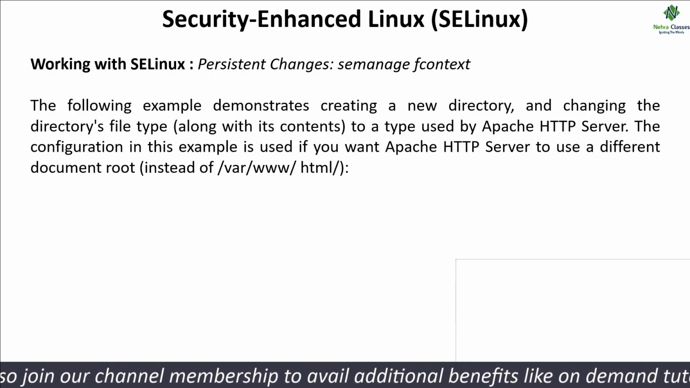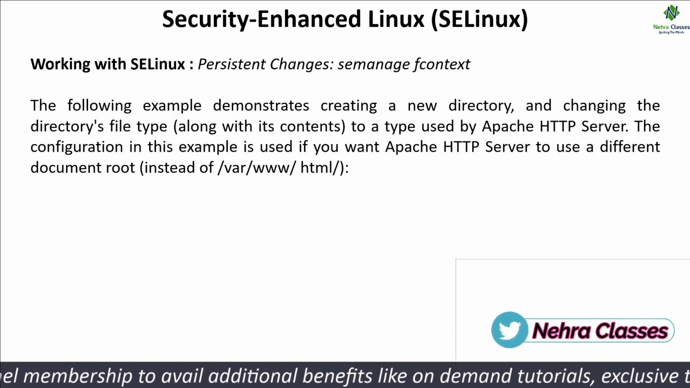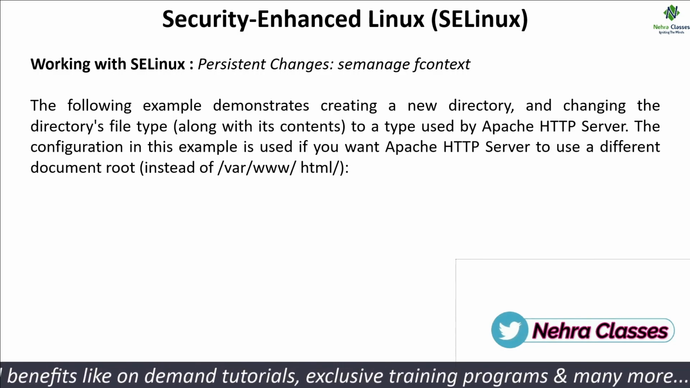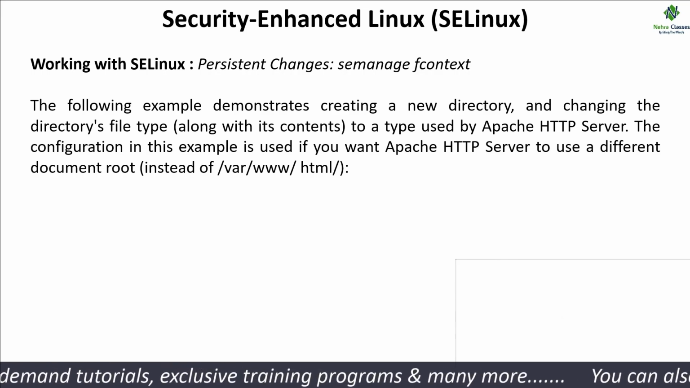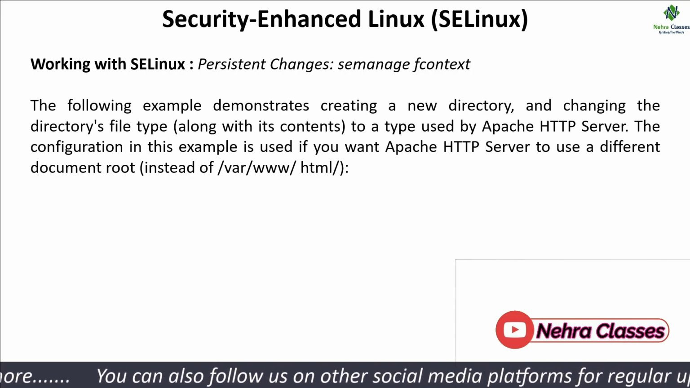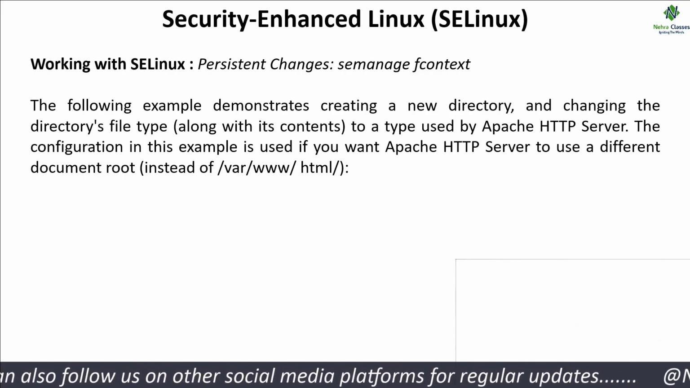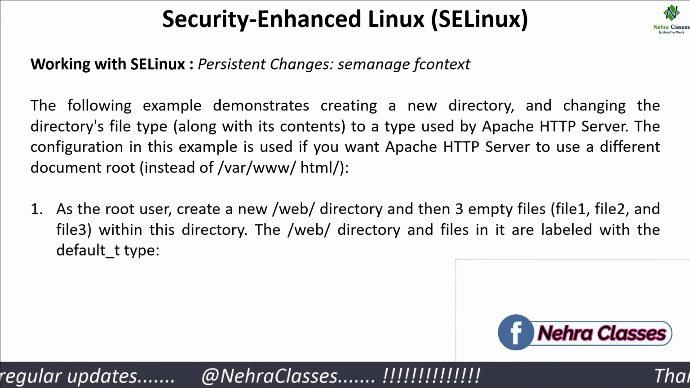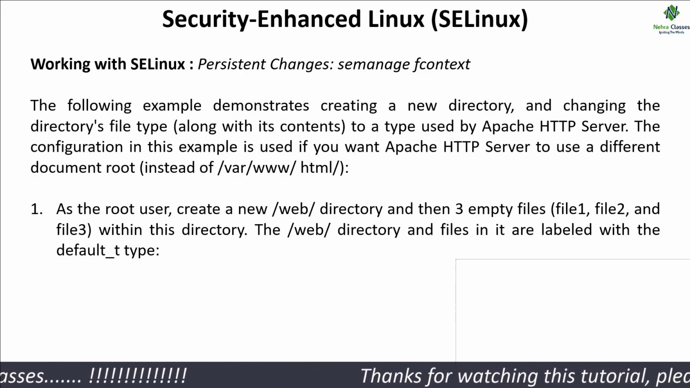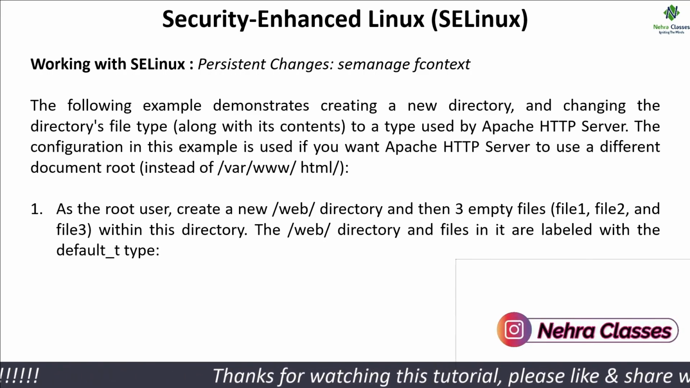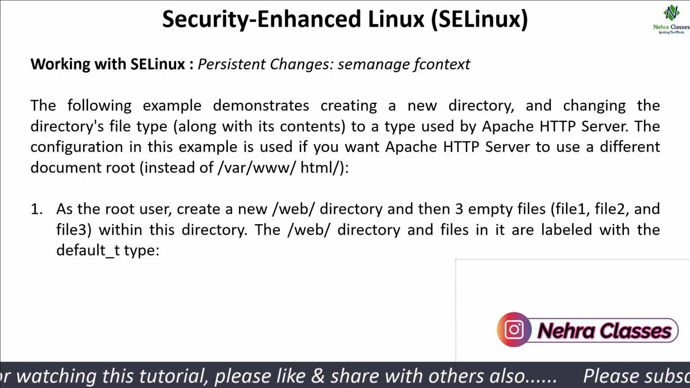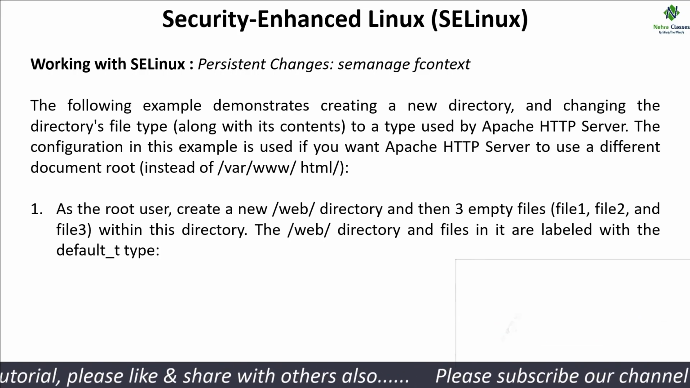The following example demonstrates creating a new directory and changing the directory file type to a type used by the Apache HTTP server. The configuration in this example is used if you want the Apache HTTP server to use a different document root instead of /var/www/html. So for that, as the root user, create a new /web directory and then add 3 empty files, file1, file2 and file3 within this directory. The /web directory and files are labeled with the default_t type.